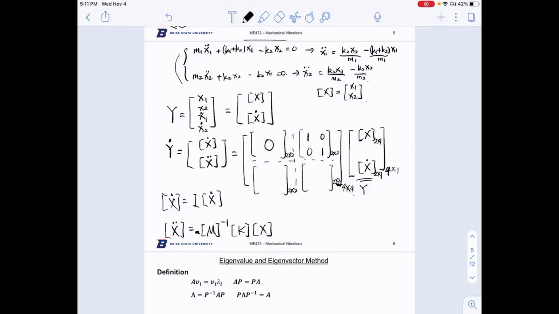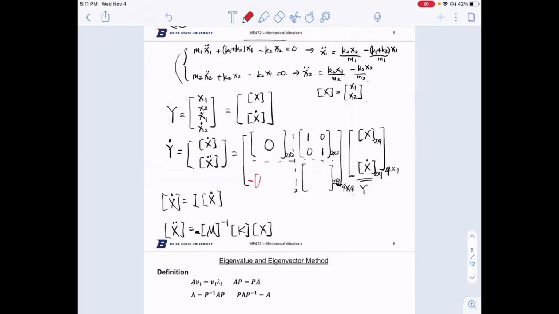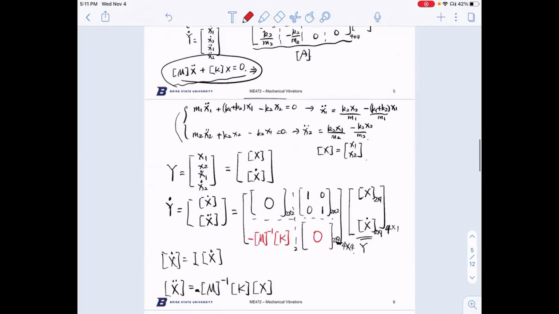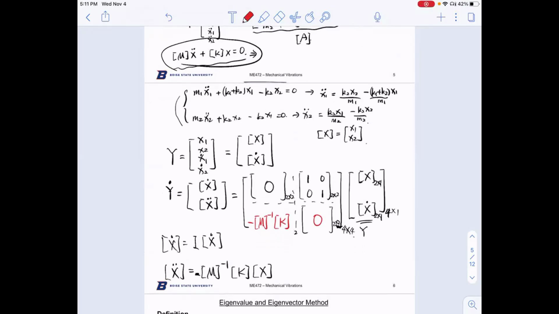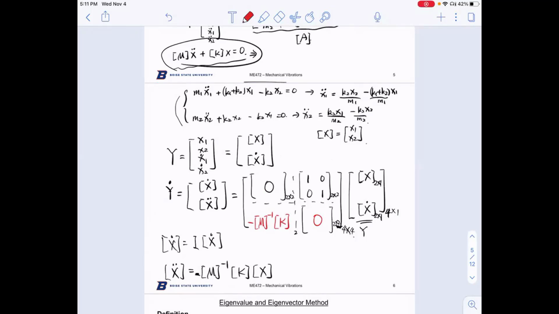You can see that the first entity is a 2 by 2 matrix. You can write it as minus M inverse K. And then it has nothing to do with velocity, so the second term is also all 0. So in this way, you don't have to write your original equations out. You directly use matrix operations. Once you have all of this, we can solve these easily following the Laplace transform method.